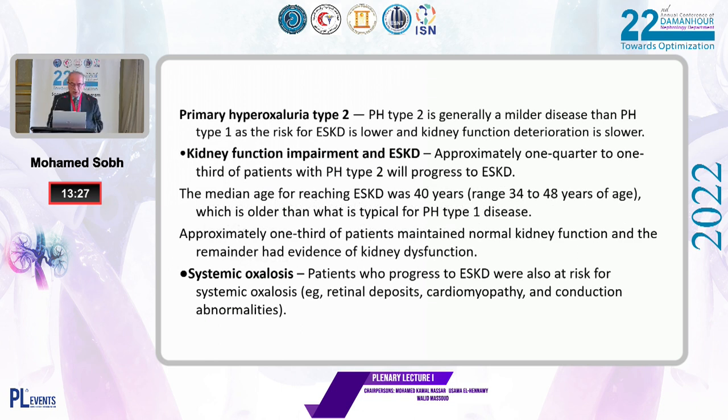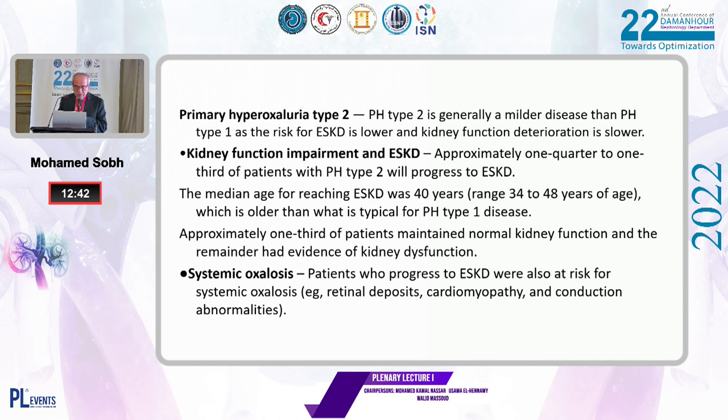If we come to type 2, it is generally a milder disease than type 1, as the risk of end-stage kidney disease is lower and the kidney function deterioration is slower. Approximately one quarter to one third of patients with type 2 will progress to end-stage. The median age for reaching end-stage was 40 years, ranging from 34 to 48, so they are older than what is typical in type 1. Approximately one-third of patients maintain normal kidney function, and the remainder have evidence of kidney dysfunction.